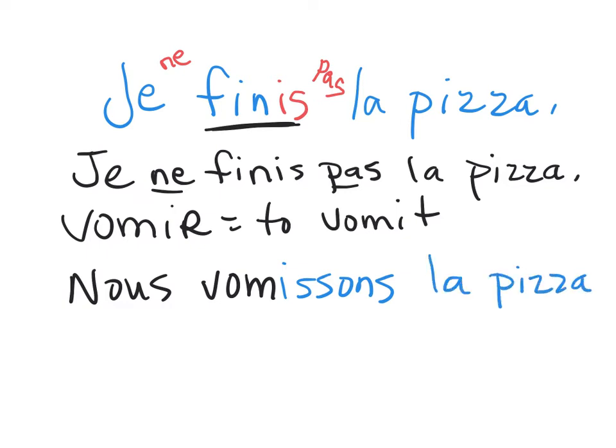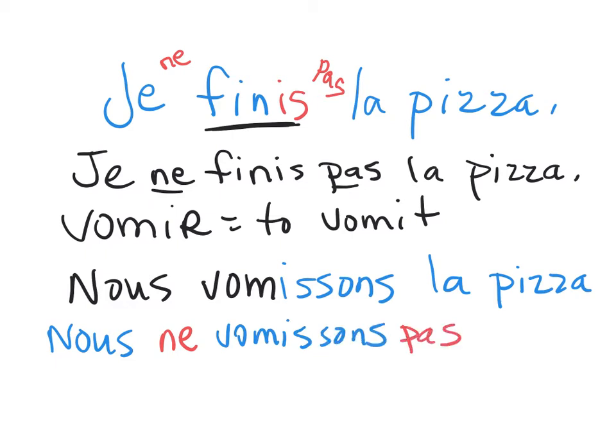That's okay. If I wanted to write the negative, I would write nous ne vomissons pas la pizza. So that is an example of an IR verb.